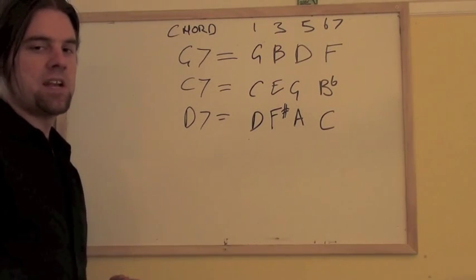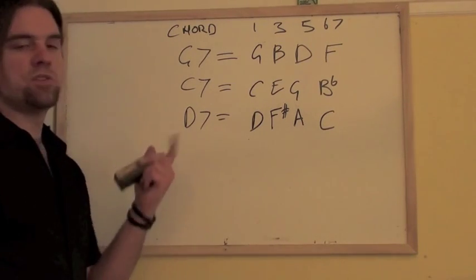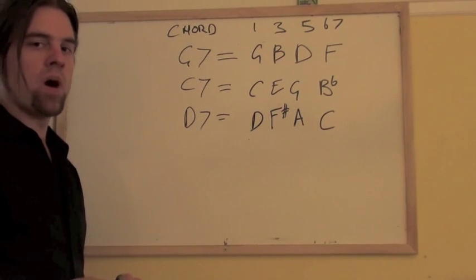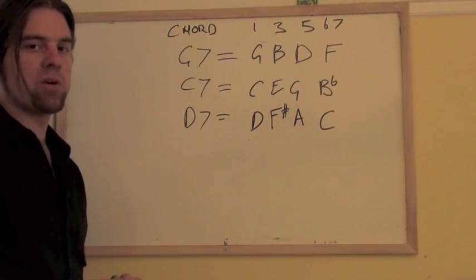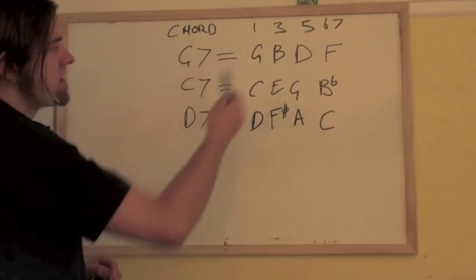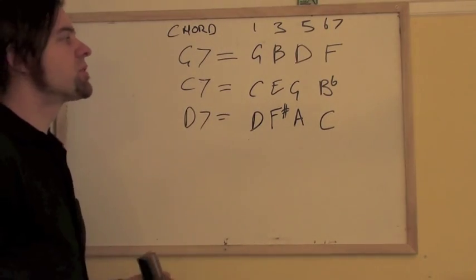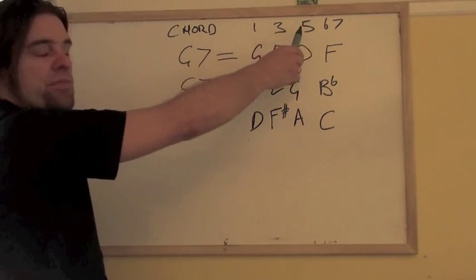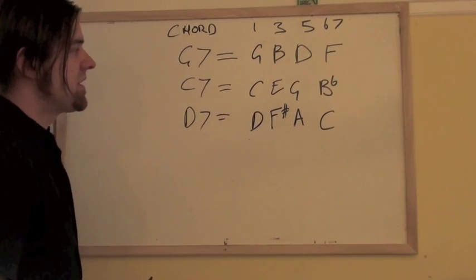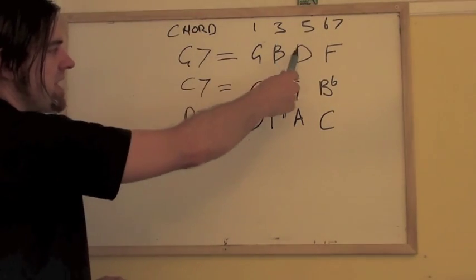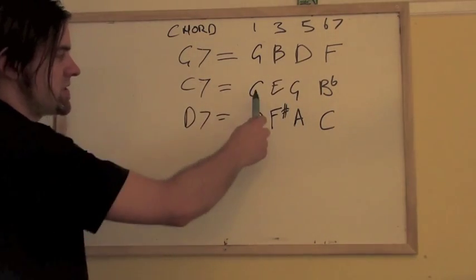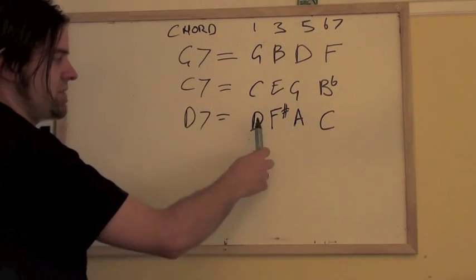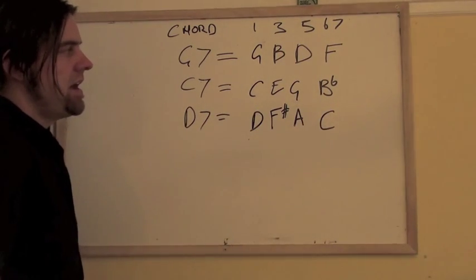Thanks for joining me. Today I'm going to talk about how you can use diminished triads over a 1-4-5 dominant 7th chord progression. With dominant 7th chords, any dominant 7th chord will have a 1, 3, 5 and flat 7. In the case of G7 we have G, B, D and F. C7: C, E, G, B flat. D7: D, F sharp, A and C.